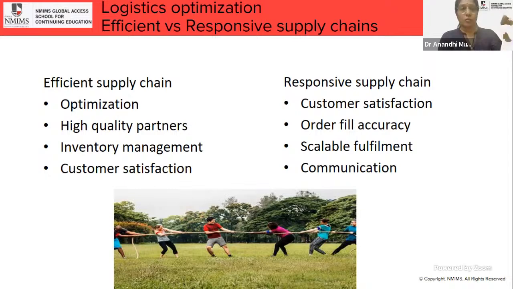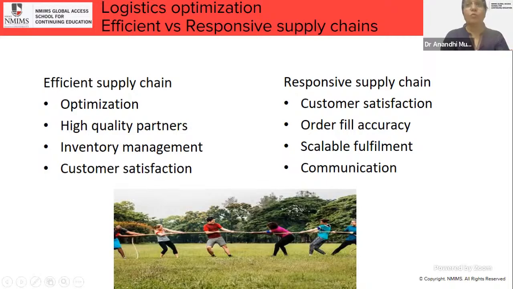So a responsive supply chain's priority is customer satisfaction, whereas in an efficient supply chain, yes, of course I care about customer satisfaction, but I focus more on optimizing processes, cost, and inventory. Anything I talk about, I talk in the language of optimization with an efficient supply chain. But in a responsive supply chain, it is customer satisfaction. I also need to ensure the order I deliver to my customer is accurate. You order 100 nuts and bolts, and 100 are delivered but with a different specification. What is the point? Or the same specification is delivered but only 50 in number. The order is not accurate. So my responsive supply chain focuses on this dimension.